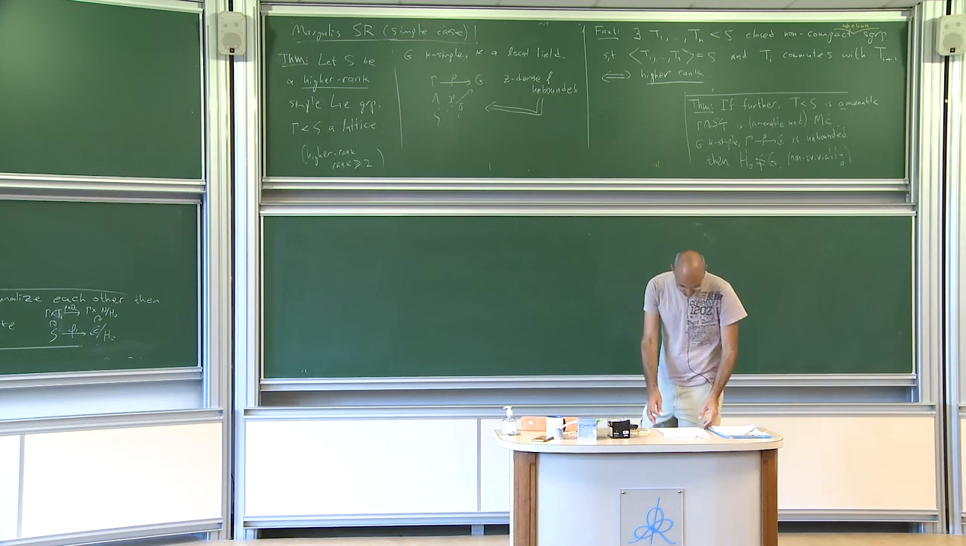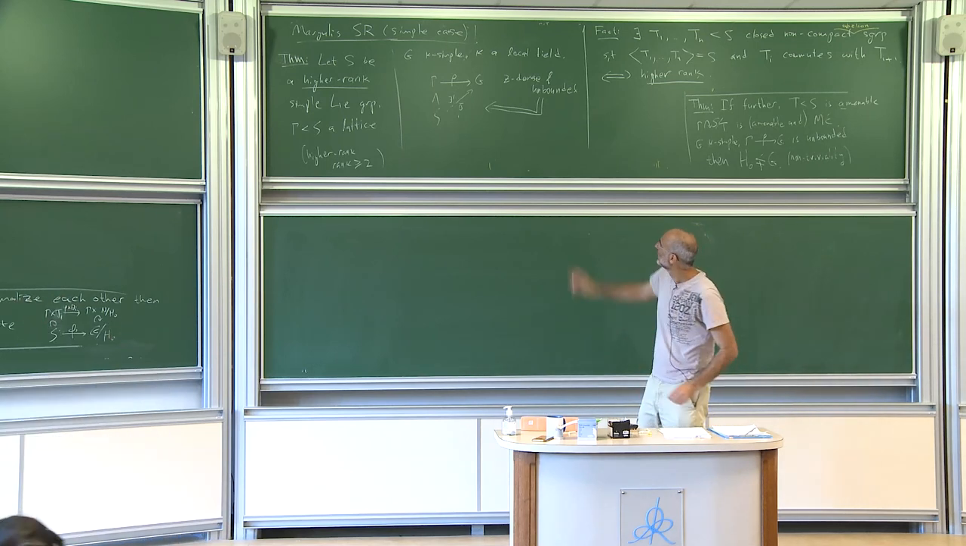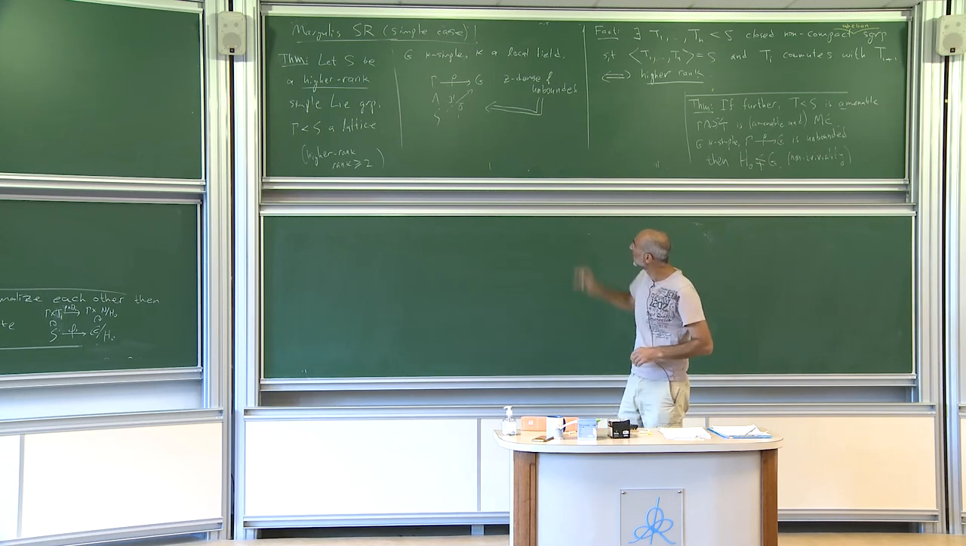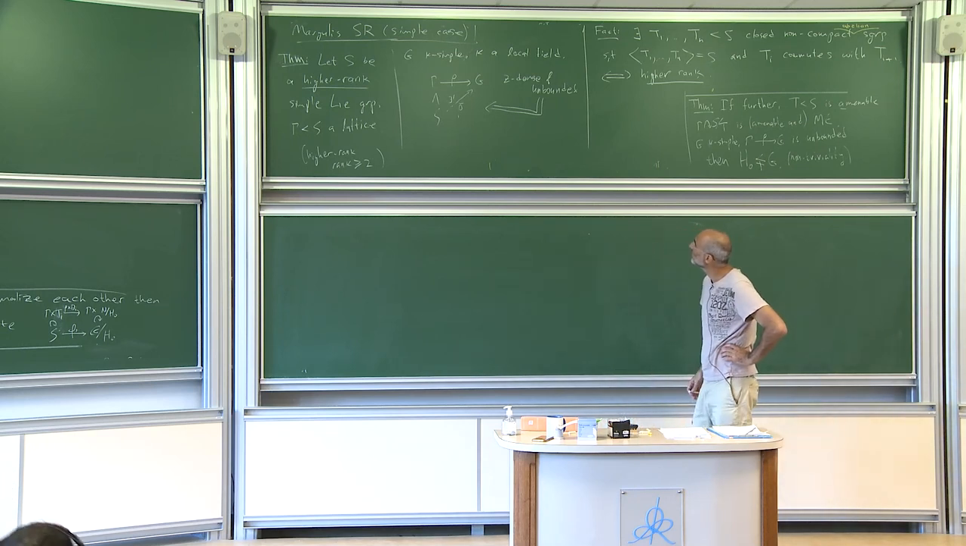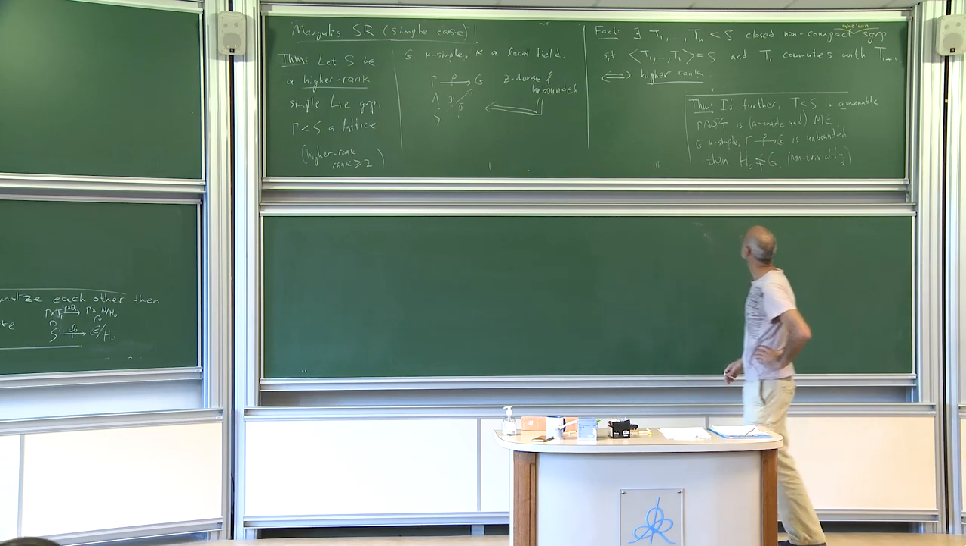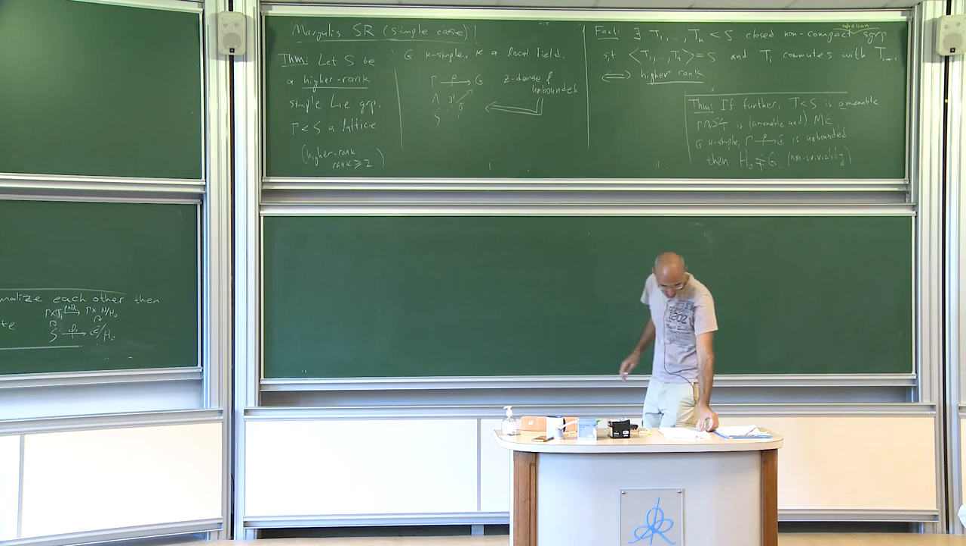Okay, welcome back. So we stated Margulis superrigidity under the assumption that S is a simple group of high rank. I explained what high rank means here, and now we're ready for the proof.